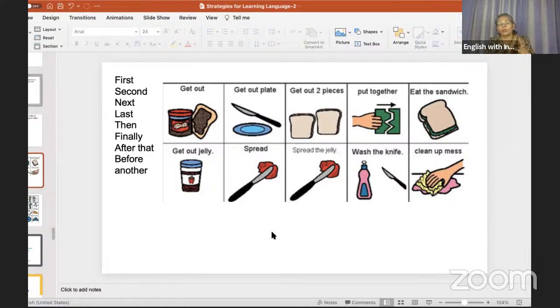So use the sequence. What is the first thing someone will do if they want to make a sandwich?